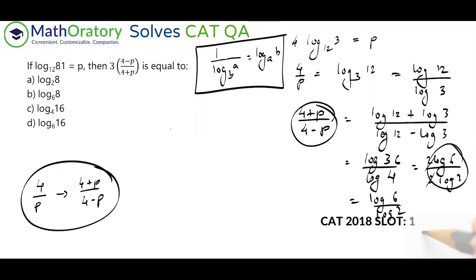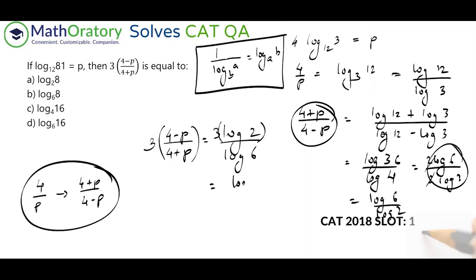So just reciprocate this. You get 4 minus p by 4 plus p is equal to log 2 by log 6, right? But I need 3 times of this. So that is 3 times of, I can put it in this way. So this is log 8 by log 6, which is log 8 base 6. That's the answer for this question. So just simply solving, nothing to this.